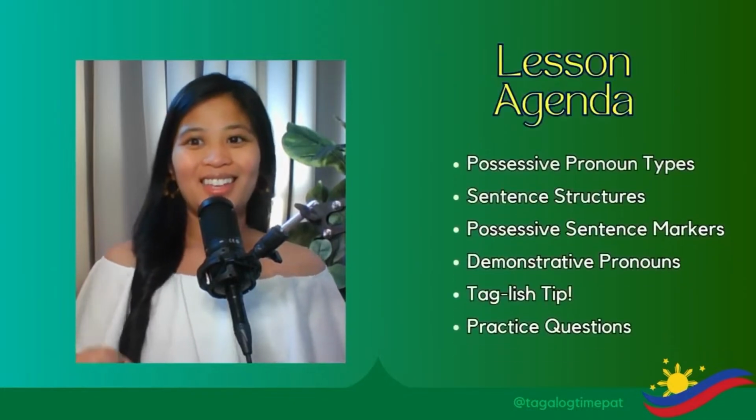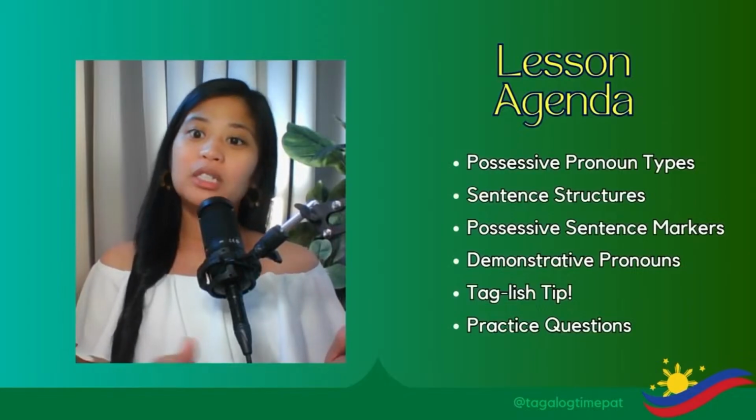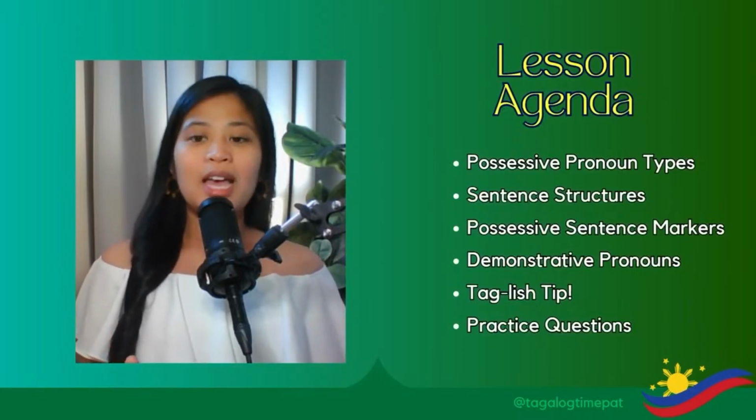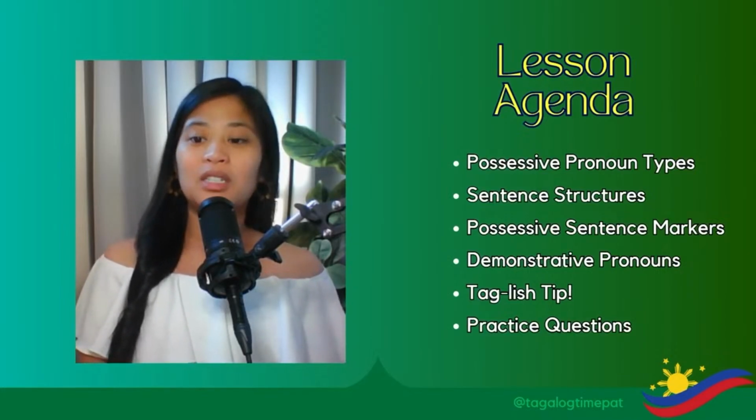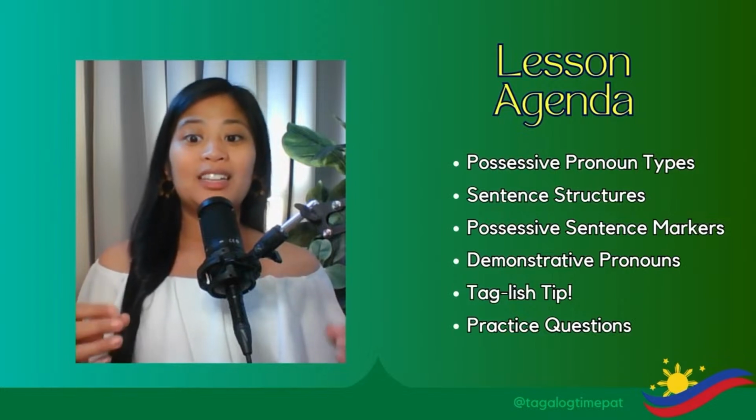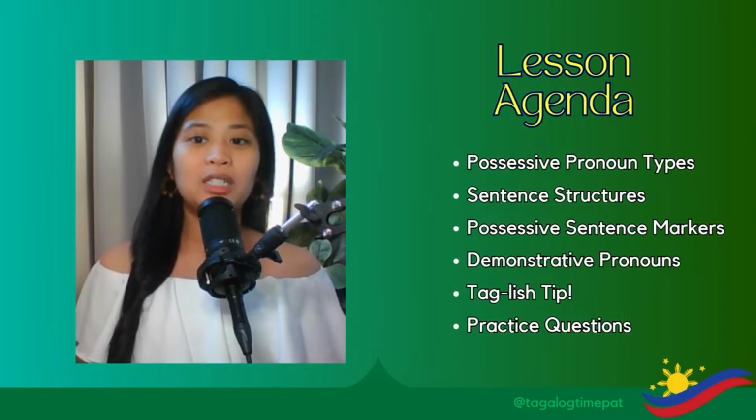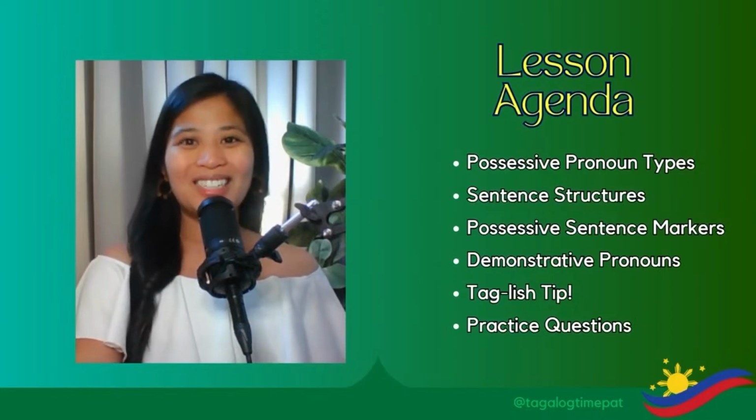So here's today's lesson agenda. We will be learning the different types of possessive pronouns. Then we will learn the various sentence structures for how to use them. And then we will learn possessive sentence markers and demonstrative pronouns so that we can make a variation of sentences. And then we will learn a Taglish tip, and we will be doing practice questions all throughout the lesson. So go ahead and grab your piece of paper and something to write with so that we can practice.